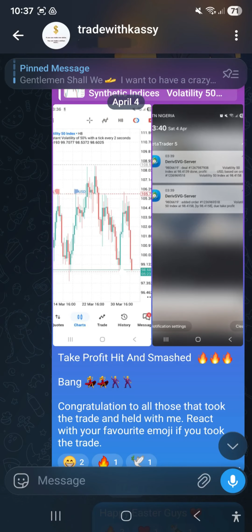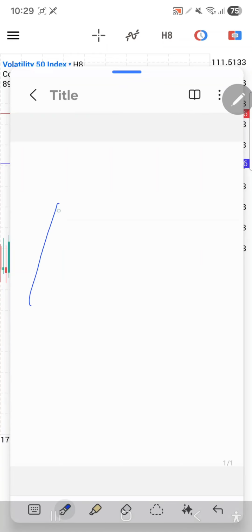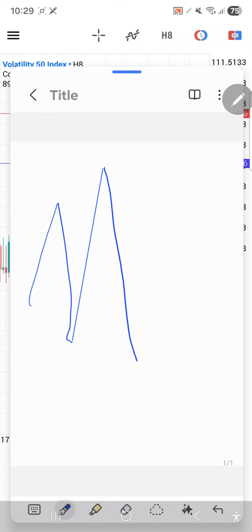So the same entry model I trade, which is this, following this trend of the market, you want to see this, and you want to see a high that was swept, and you want to see a liquidity. This is what you want to see. This is what I use for my entry.